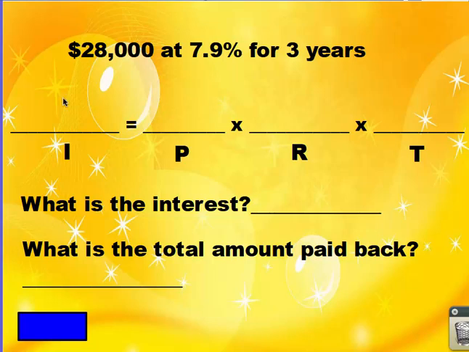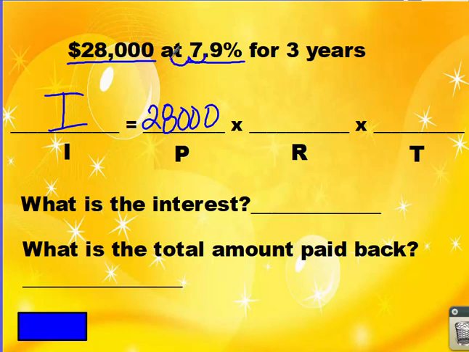So what I'm looking for is the I, so that's the part that's missing. Our principal amount is the amount that we started with, the $28,000. That becomes our principal, our starting amount. Our rate, here it is a percentage, but in order to use it in this formula, I need it to be a decimal. So to change a percent to a decimal, I just move the decimal 2 places to the left, add zeros if I need to. So my interest rate is 0.079. And this is a period of 3 years. And yes, I have my time in years, so I'm good.